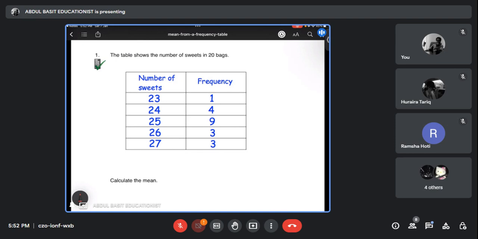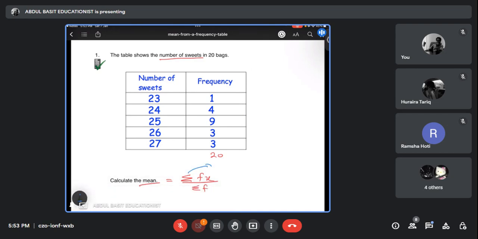The table shows number of sweets in 20 bags. There are 20 bags, okay? So it means that 1 plus 4 plus 9 plus 3 must be equal to 20. Okay, that's good. Calculate the mean. So mean is equal to summation fx divided by summation f.